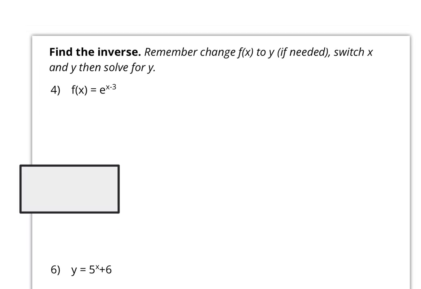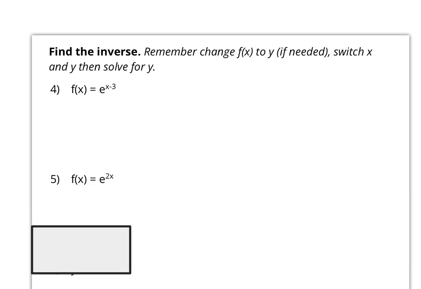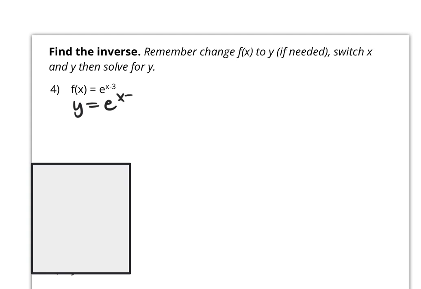So this one, kind of zoom out there. This one here, we are going to still find the inverse. We're still making sure we switch our x and y. We're still solving for y. So again, just like before, we're going to change that f of x into a y. And I'm going to switch my x and y values. So x now here equals e to the power of y minus 3. And I'm going to put that guy in parentheses so I don't think my 3 is a big 3.